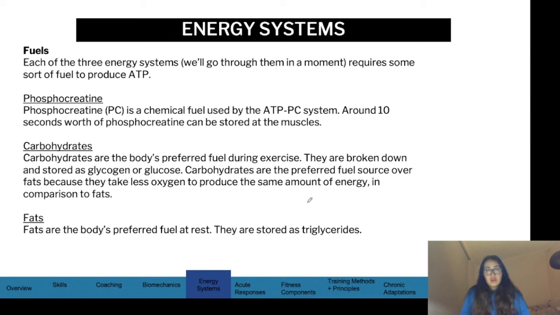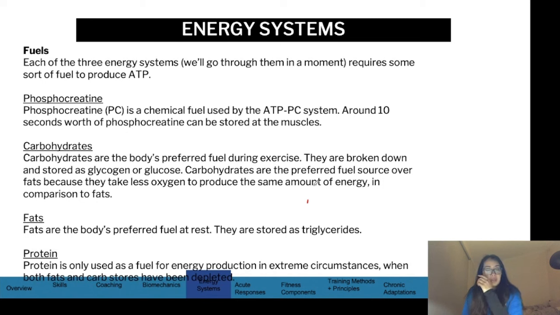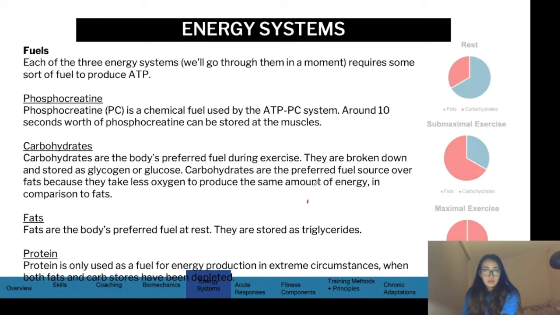Fats are the body's preferred fuel at rest, and they are stored as triglycerides. And then we've got protein, which is only used as a fuel for energy production in extreme circumstances, like when all fats in your body and all carbs have been completely depleted. So we don't really discuss them very much in PE because it's going to be a really extreme scenario in which you have to use proteins. Fats are fine. We often use fats. We're using fats right now, actually, because you're probably sitting down watching this and you're getting enough oxygen that you can break down the fats and use them.